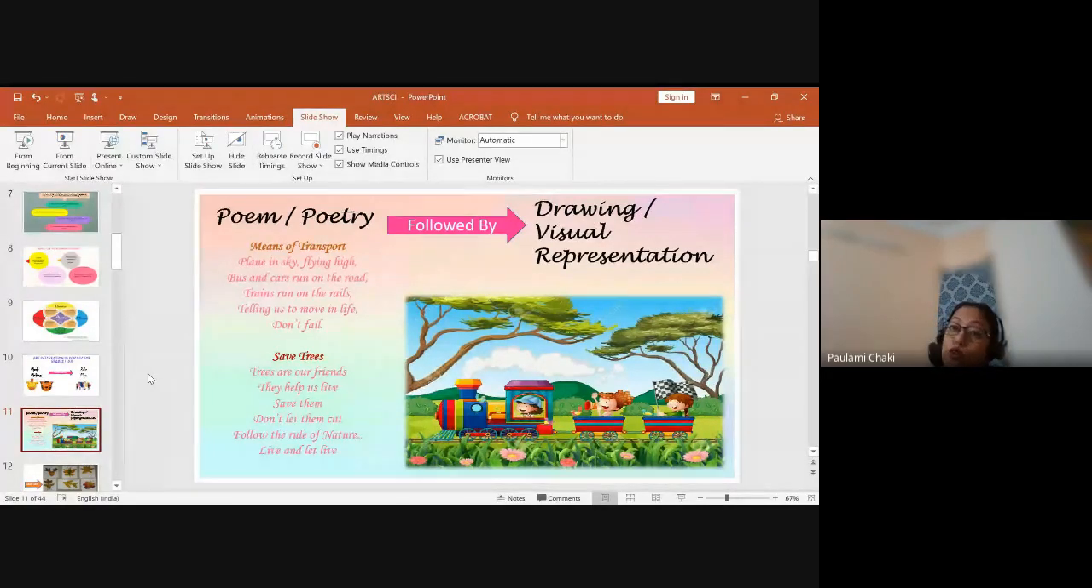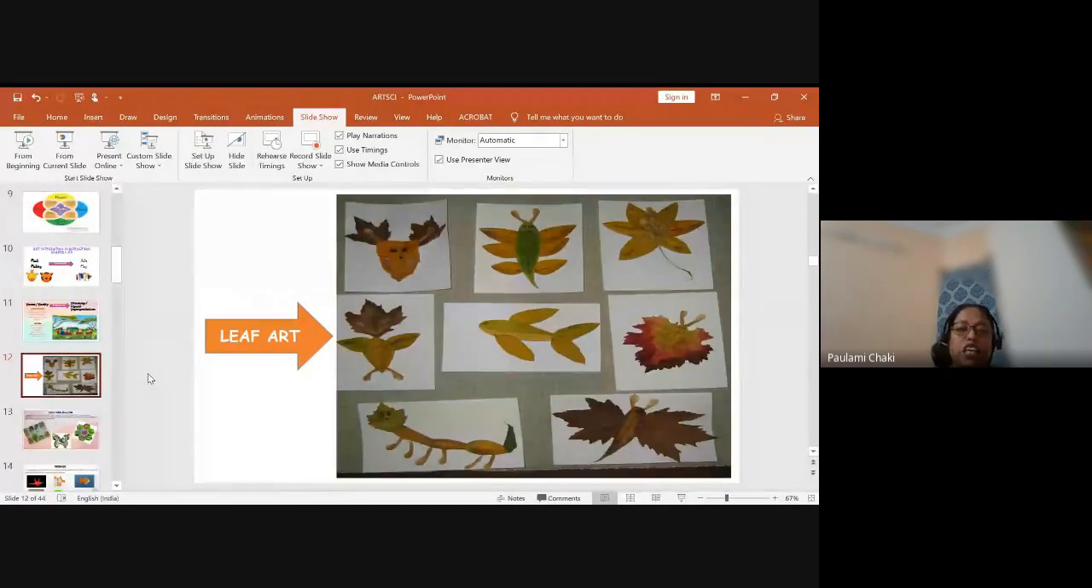For Getting to Know Plants in grade 6, we have a lesson where we can do it. Then if I talk about light and sound, there also we can use poems nicely. So there are multiple different topics where this poem can be used. And then we will come to leaf art. So what basically is leaf art?